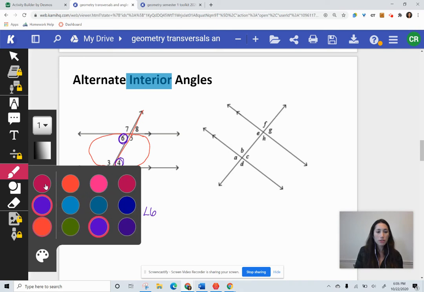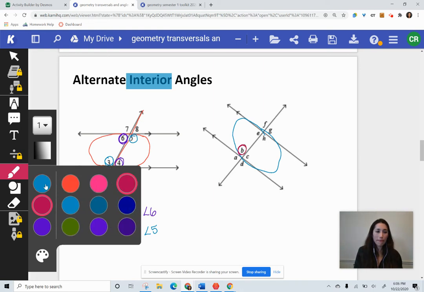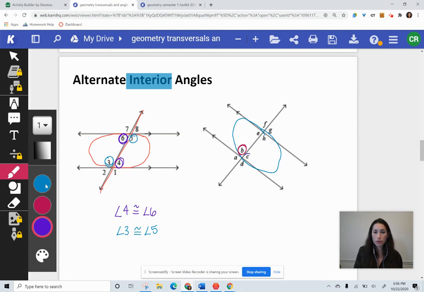Okay. And then the other two angles that end up being congruent, because they're alternate interior, are 5 and 3. So angle 3 is congruent to angle 5 because they're alternate interior. So now in our diagram here, you are going to label the angles that are alternate interior, just looking at the interior sets of angles here. So let's start with angle B. What is alternate interior to angle B? And then what is alternate interior to angle C?